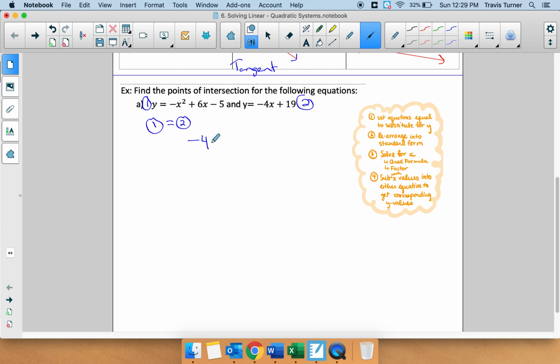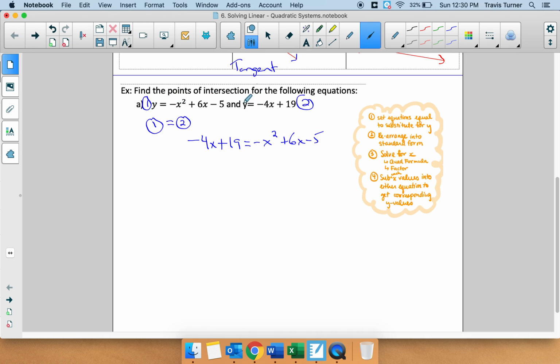So I've got 1 equals 2, negative 4x. And I realize I've written them in the opposite order, but that's okay. Still going to get the same answer. And so I've got this set up equal to this one.